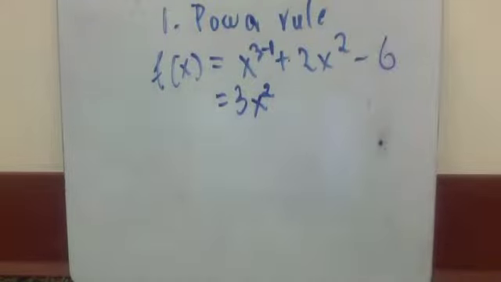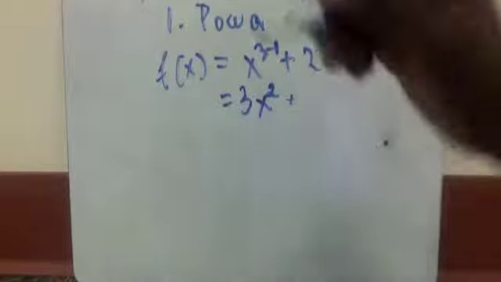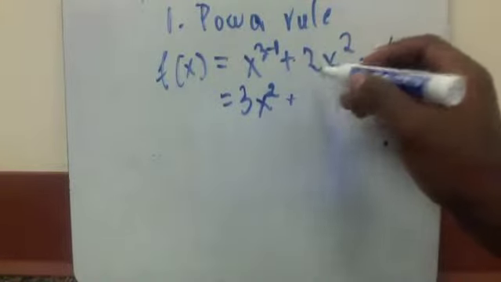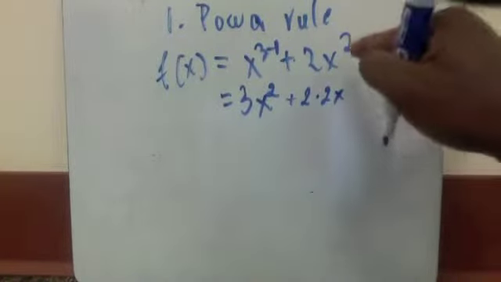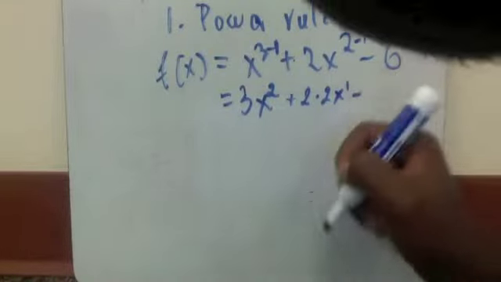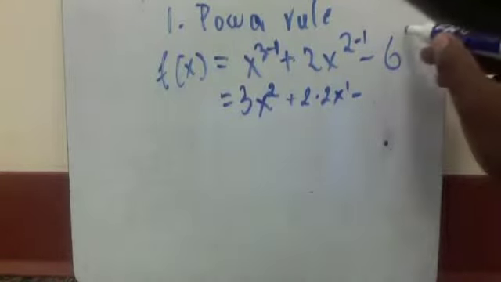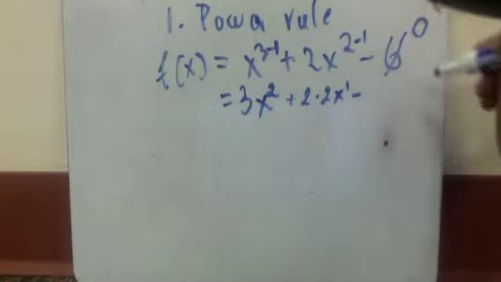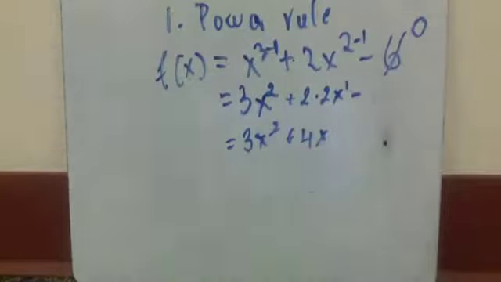And then you move on to the next term, which is 2x squared. You also bring down the 2 to the coefficient, so you have 2 times 2x, and you also subtract 1 from the exponent, which gives you 1. Since this 6 doesn't have a variable, it goes away. It turns into 0. So that equals 3x squared plus 4x, and that's the derivative of the function.